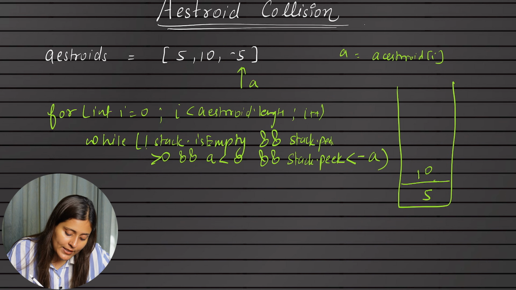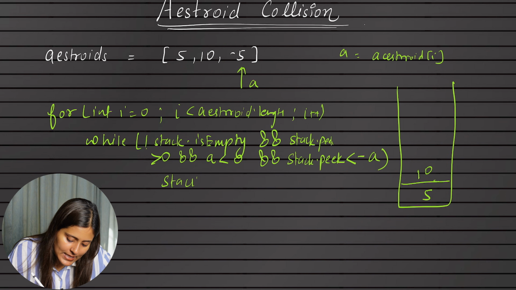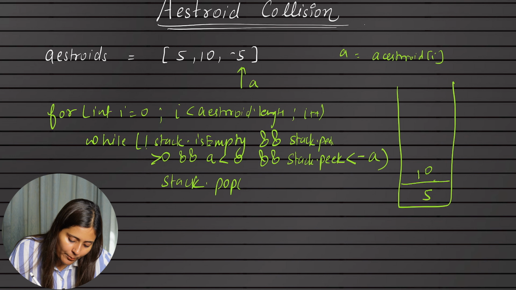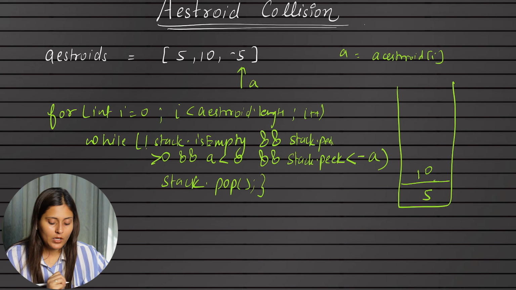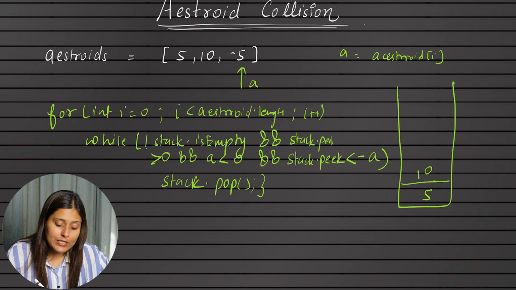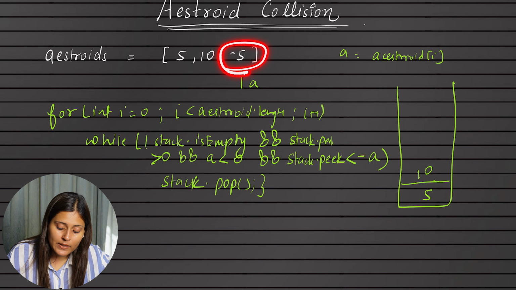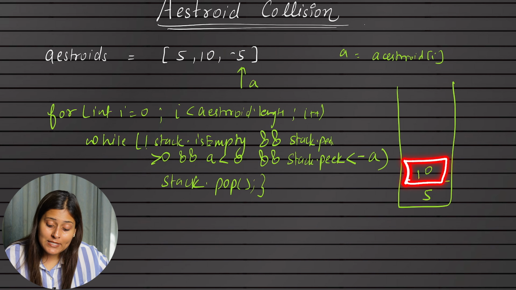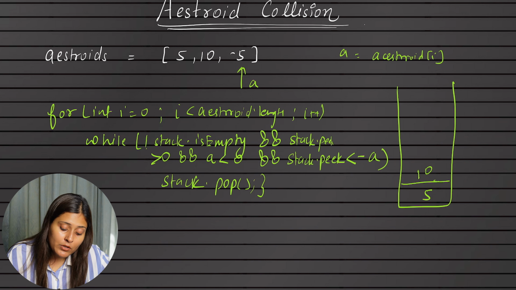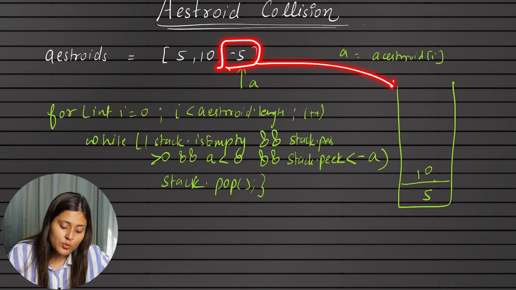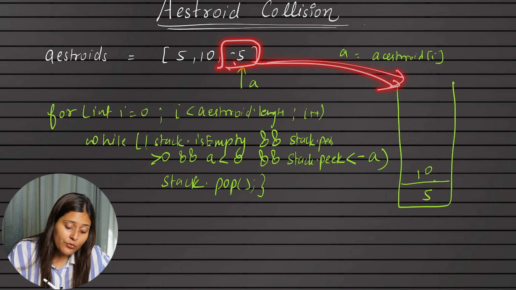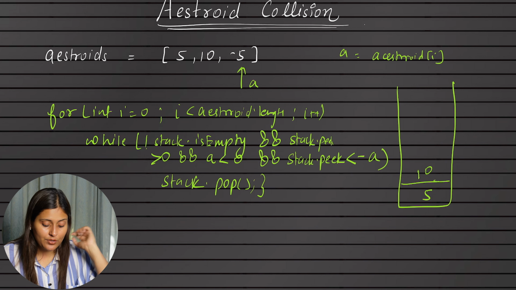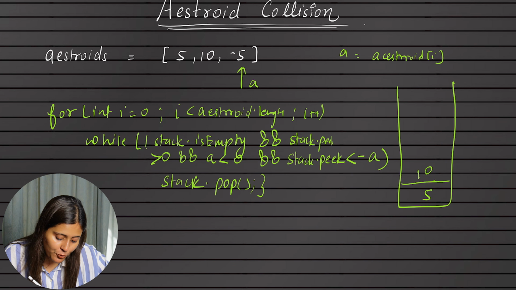Okay, so if the condition passed, we will do stack dot pop. Done. Now in this case, if you see, this is minus 5 and this is plus 10. They are opposite in sign, but plus 10 will not vanish. So hence we will not pop from stack, but we will not add this because this needs to be vanished. So for this we have to write another condition. Okay, so for that we have to write, if again stack is not empty.